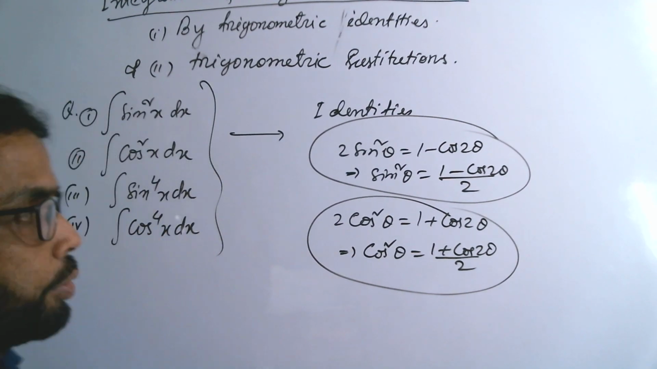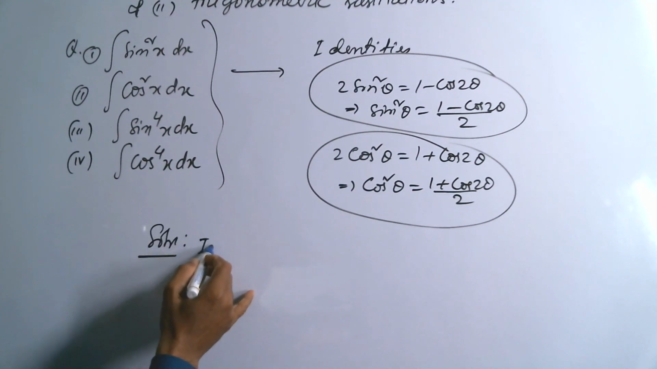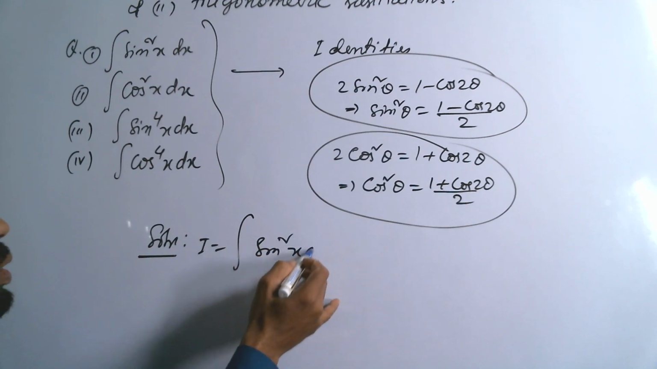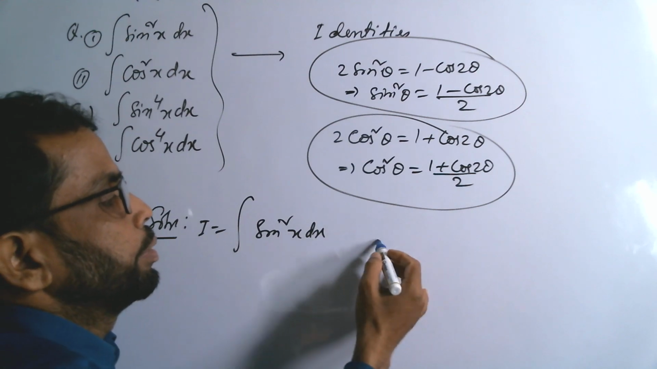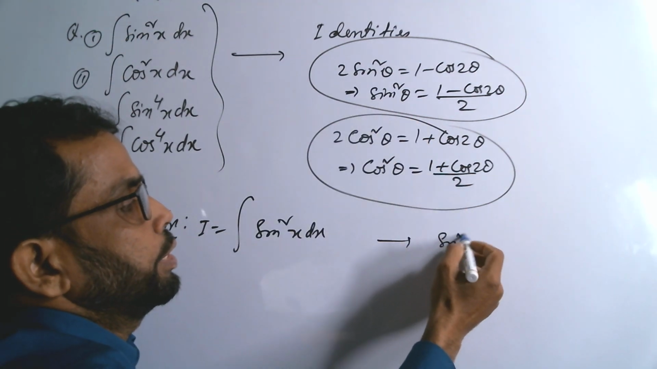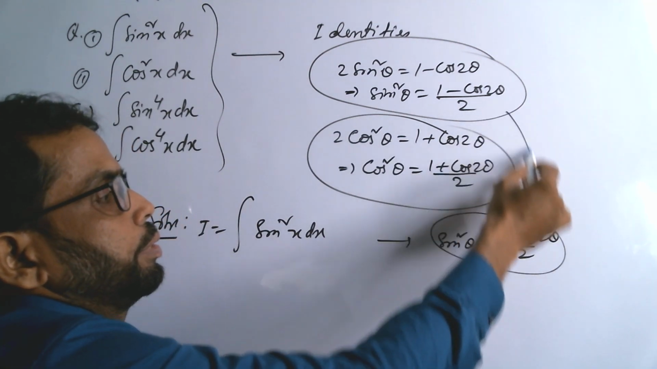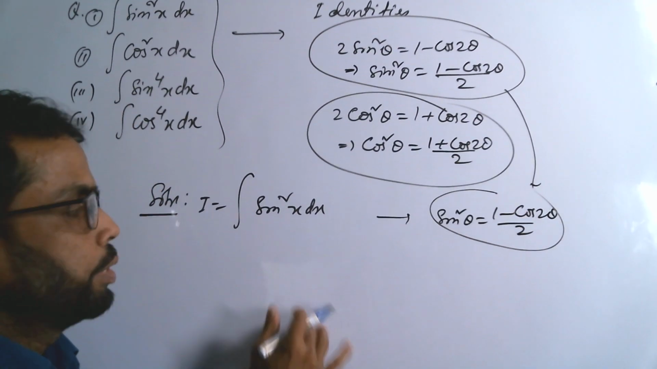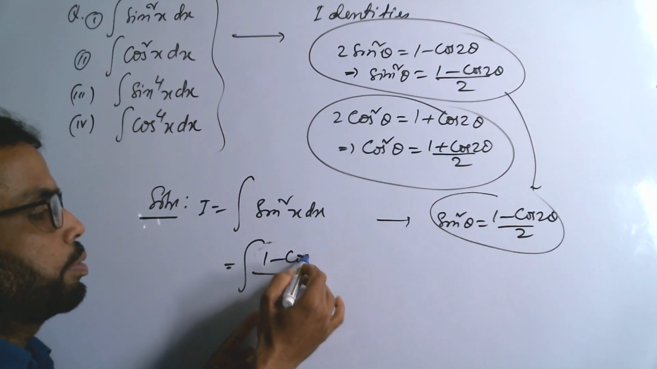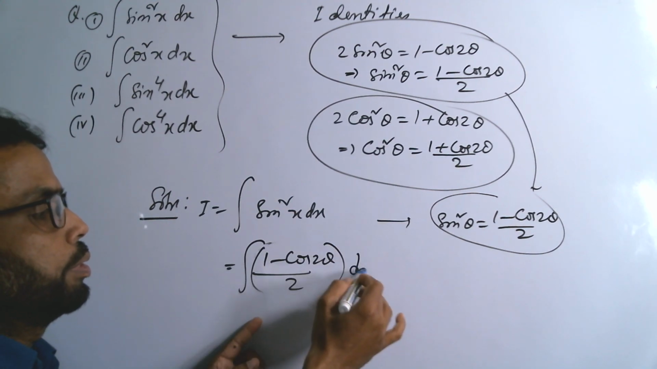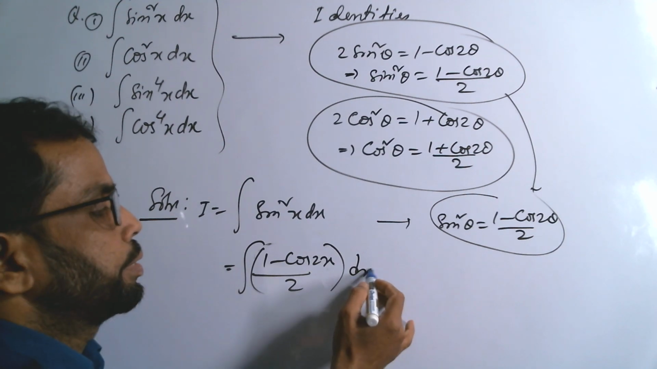Now let us integrate the first question, that is integration sine square x. We must use this sine identity. We have sine square theta is 1 minus cos 2 theta divided by 2. This is the identity we are going to use for sine square. So integration of sine square is integration of 1 minus cos 2 theta divided by 2. So it is in terms of x. The question we have taken is in terms of x, dx.